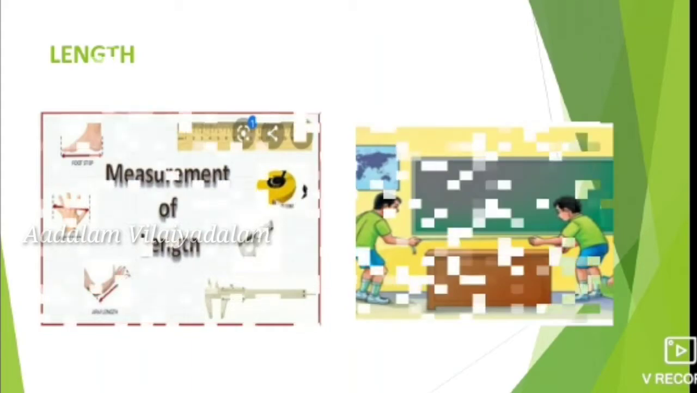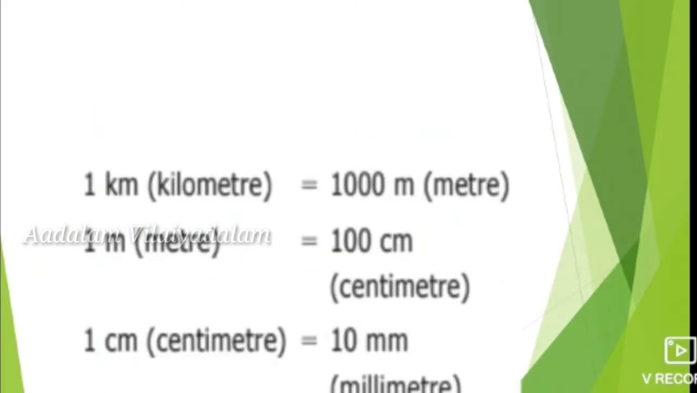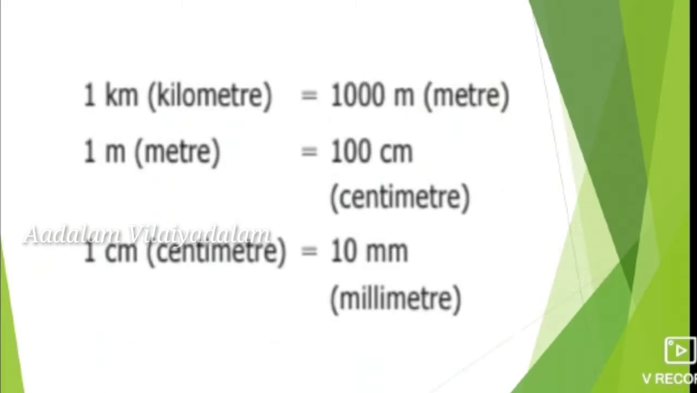Next we learn about the units of length. We already know about that. 1 kilometer is equal to 1000 meter, 1 meter is equal to 100 centimeter and 1 centimeter is equal to 10 millimeter. That means 10 millimeter makes 1 centimeter and 100 centimeter makes 1 meter. 1000 meters makes 1 kilometer.